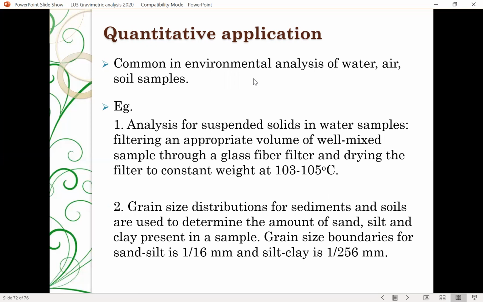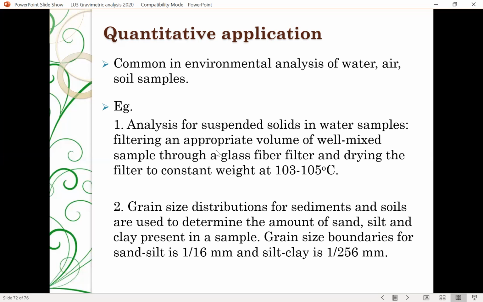What is the quantitative application of particulate gravimetry? Particulate gravimetry is common in environmental analysis of water, air, and soil samples because we already have our analyte ready to be separated from our samples. Let's say the suspended solid in water, dissolved solid in water, and also total solid in water.